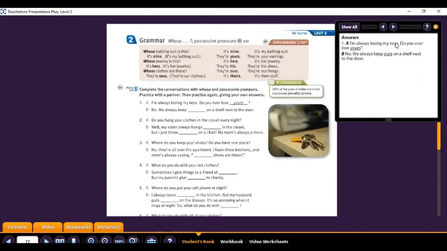Please, Fabiola, do you hang your clothes in the closet every night? Hang, colgar, okay? Do you hang your clothes in the closet every night? Well, my sister always hangs hers in the club. Okay, and the other one, but I just threw mine.